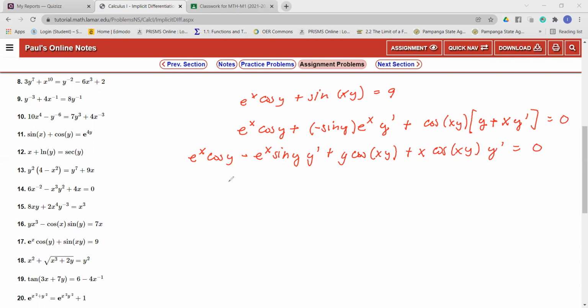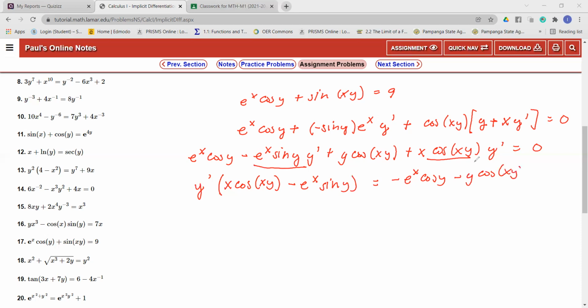So, matitira dito, I can have x cosine xy. Tapos, factor out ko na yung y prime para madali na lang, minus e to the x sine y. So, this is, factor out y prime here. Kita nyo dito, ha? Tapos, equal. Sa kabila naman, negative sila kasi magto-transpose sa kabila. I will have negative e to the x cosine y minus y cosine xy. Okay.